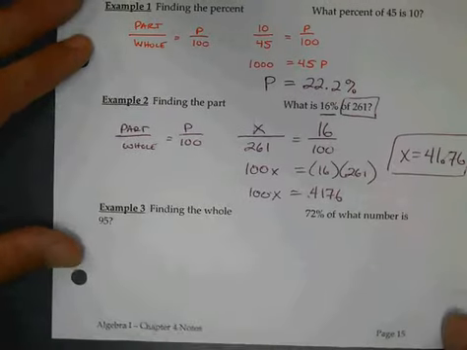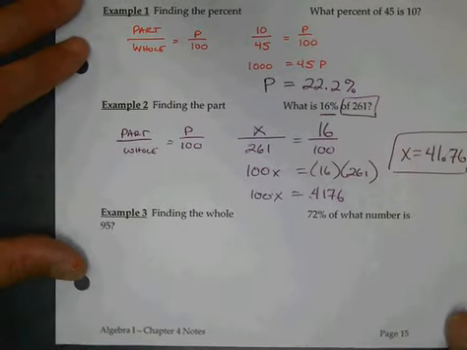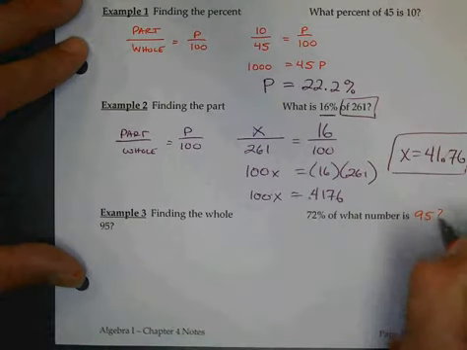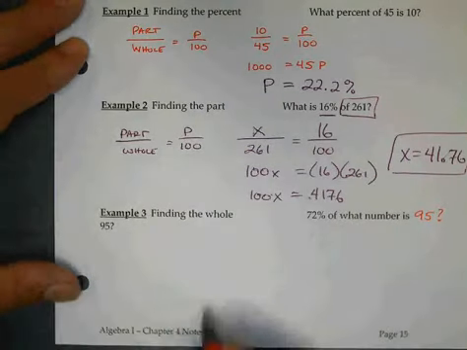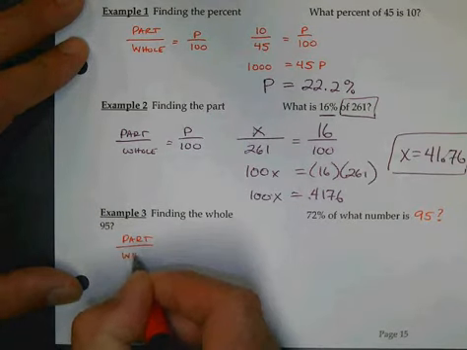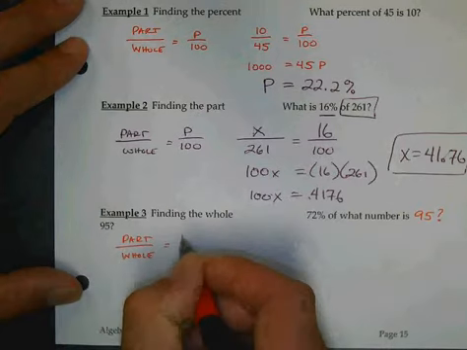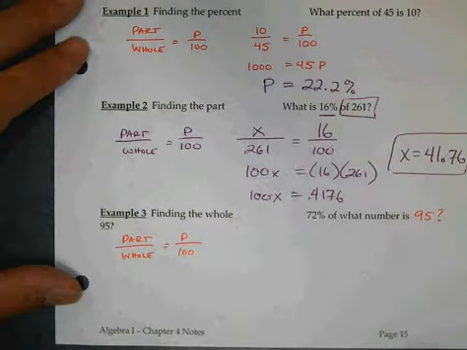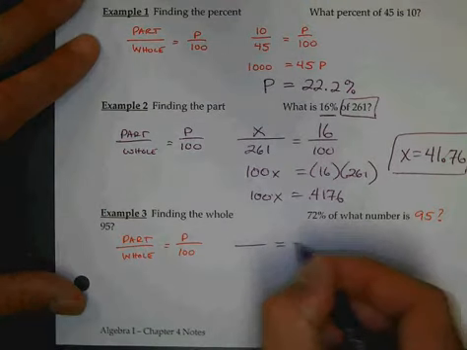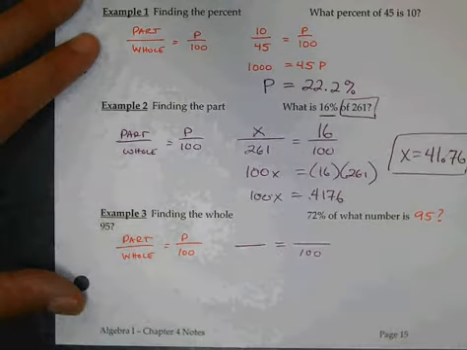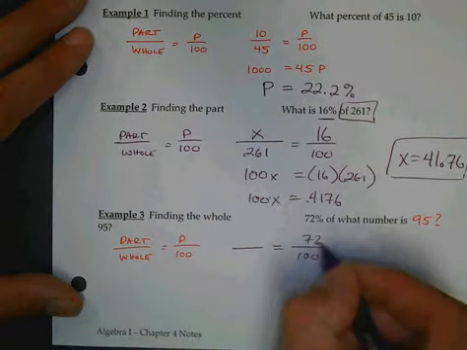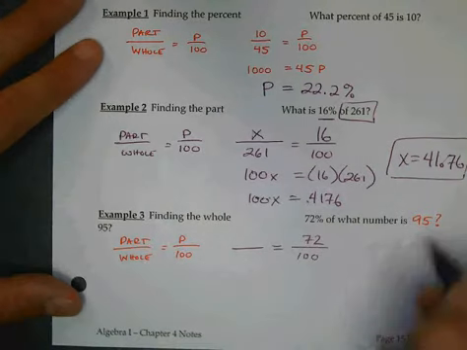Coming down here to the bottom. Finding the whole. 72% of what number is 95? It's kind of way over here. So let's write it again. Part over whole equals P over 100. Talk to me here, TJ. Fill in one of the three spots. The P is 72%. Okay. So put a 72 there.